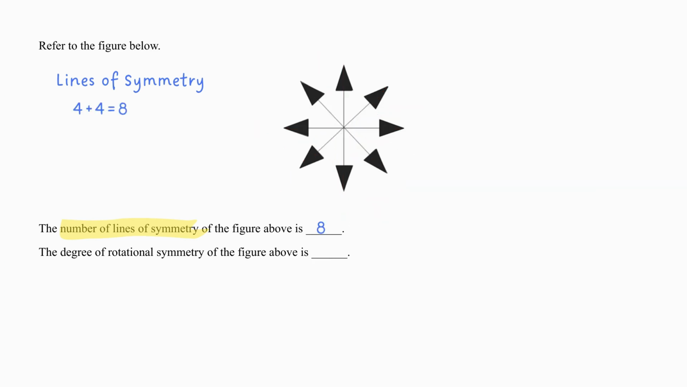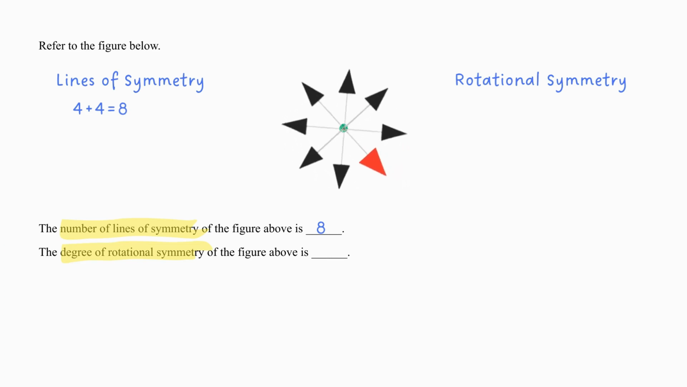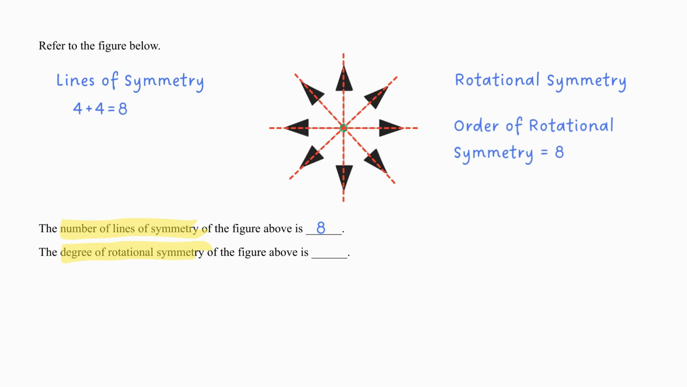Moving to part B. Rotational symmetry is about how many times a shape looks normal as you spin it around its center point for one full 360-degree turn. First, we look for the order. Since there are 8 identical arrows spaced evenly around the circle, you could rotate this shape 8 times, and each time an arrow would land where the previous one was. Therefore, the order of rotational symmetry is 8.